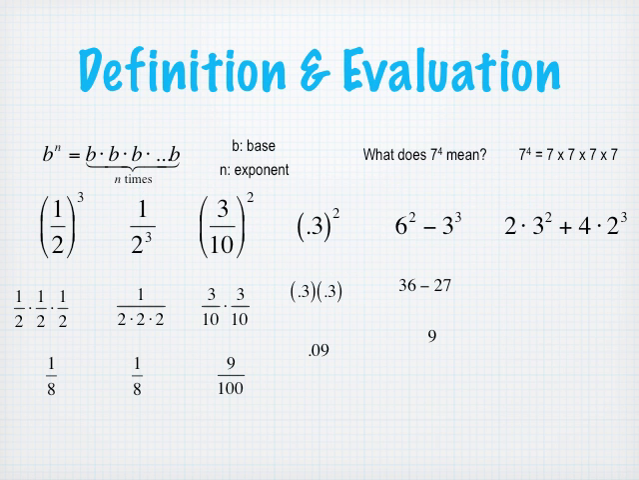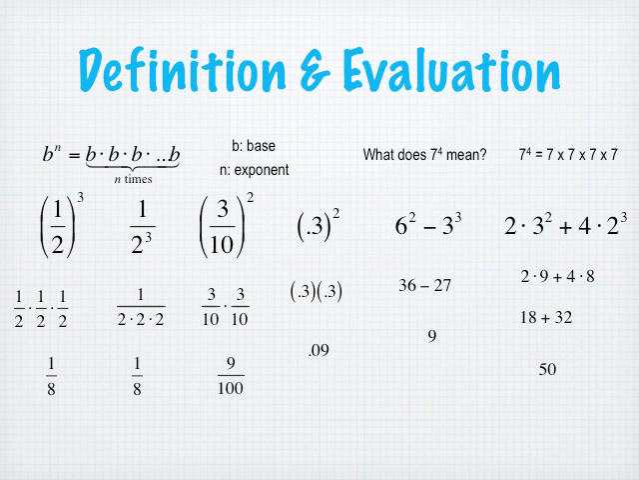Okay, next one, exponents first. So my 3 squared is 9. My 2 cubed is 8. Okay, now I'll do my multiplications. 2 times 9 is 18. 4 times 8 is 32. Finally, I'll do my addition. 18 plus 32 is 50. So those are just a few examples similar to what we did at the beginning of class, just to kind of get our brains thinking about exponents again.